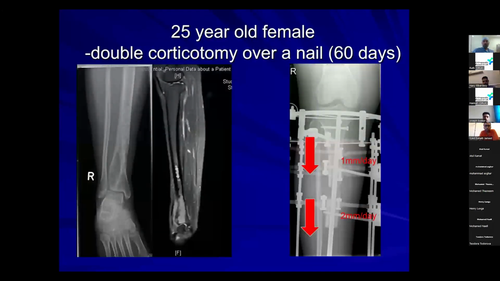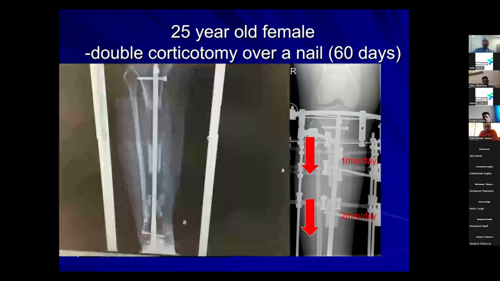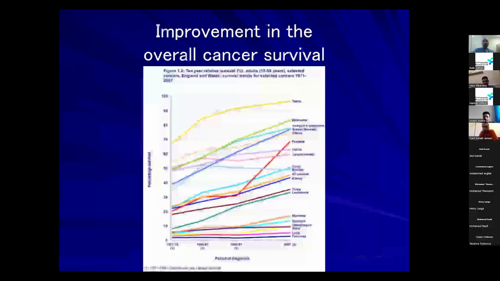Another example of a really distal tumor, which was transported over a nail, and the ankle eventually ended up being fused with a tibiotalocalcaneal ankle nail, a hindfoot nail.